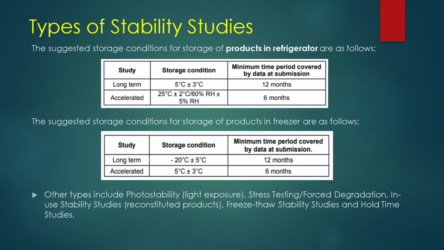The suggested storage conditions for storage of products in refrigerator are as follows. The long-term studies are carried out at 5 degrees Celsius plus or minus 3 degrees Celsius for 12 months, and the accelerated studies are carried out at 25 degrees Celsius plus or minus 2 degrees Celsius at 60% relative humidity plus or minus 5% relative humidity for 6 months.